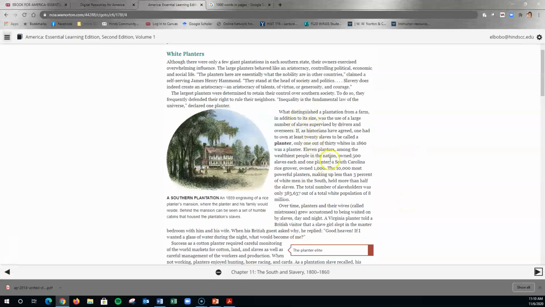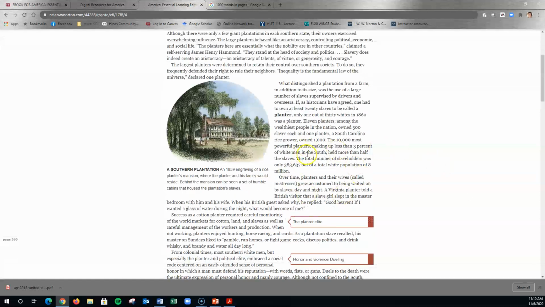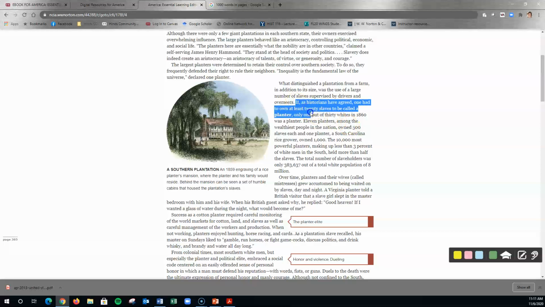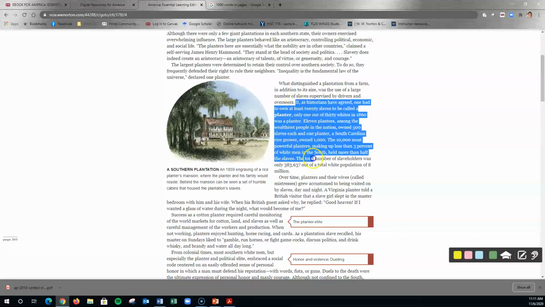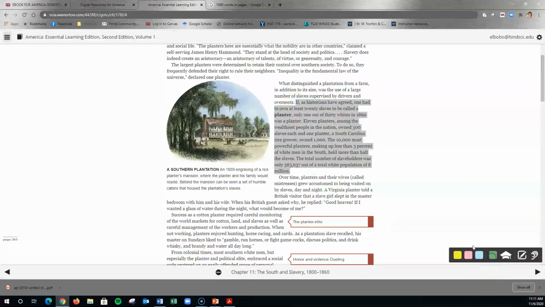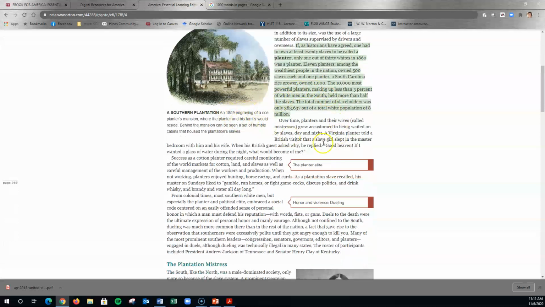The textbook now goes on and talks about the various groups. If you look at the white South, the top of the ladder is the planter. Only 1 out of 30 whites in 1860 was a planter, so they are the top. The agreed definition is you had to own at least 20 slaves to be called a planter, and if you were a planter, then you had a plantation.